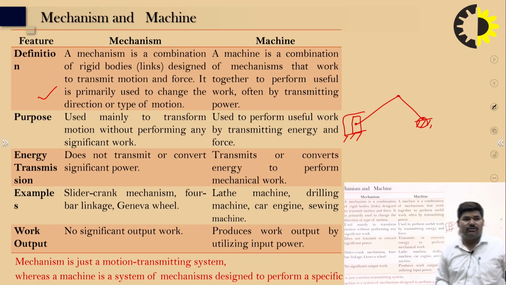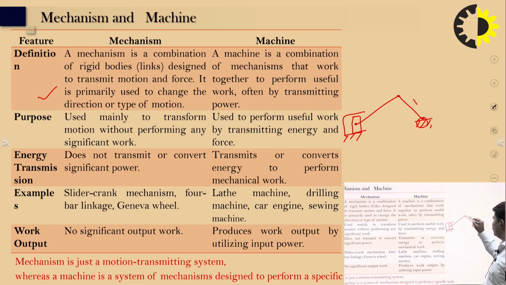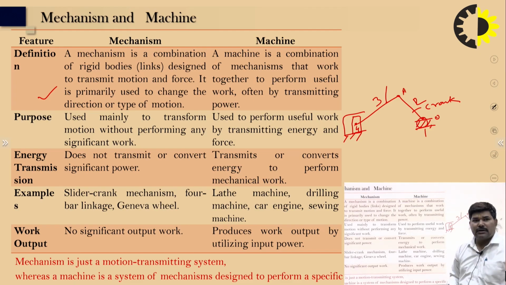Here you can see that the fixed point is link number 1. This is link number 2, link number 3, and this piston is link number 4. So there are 4 links in this case. Suppose O to A is the crank, and A to B is the connecting rod.